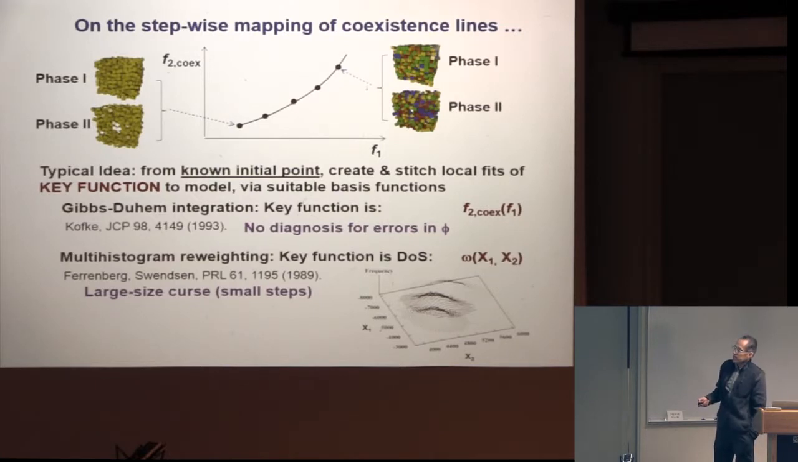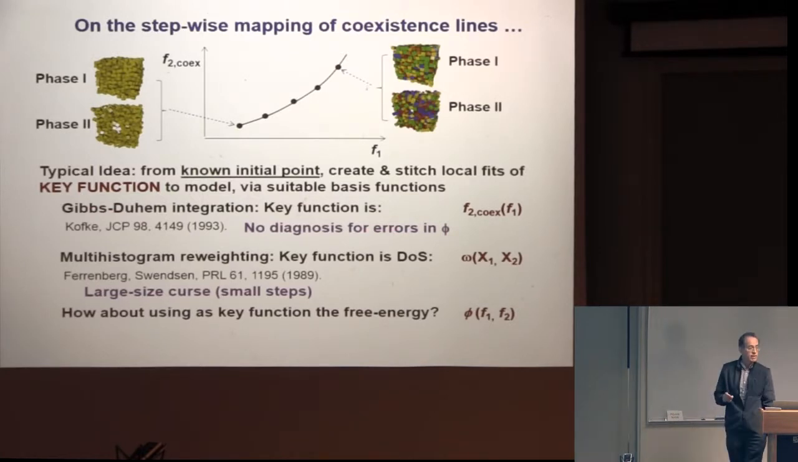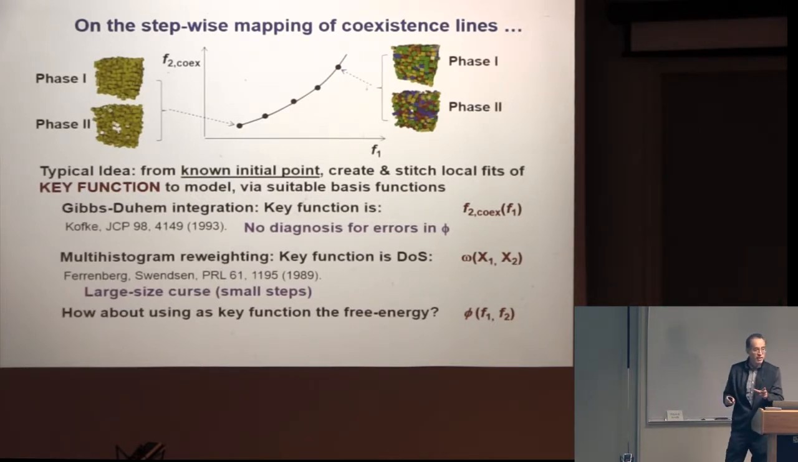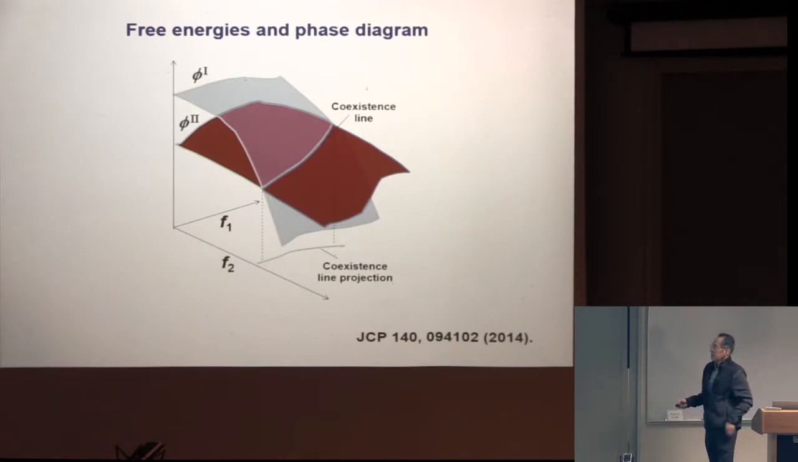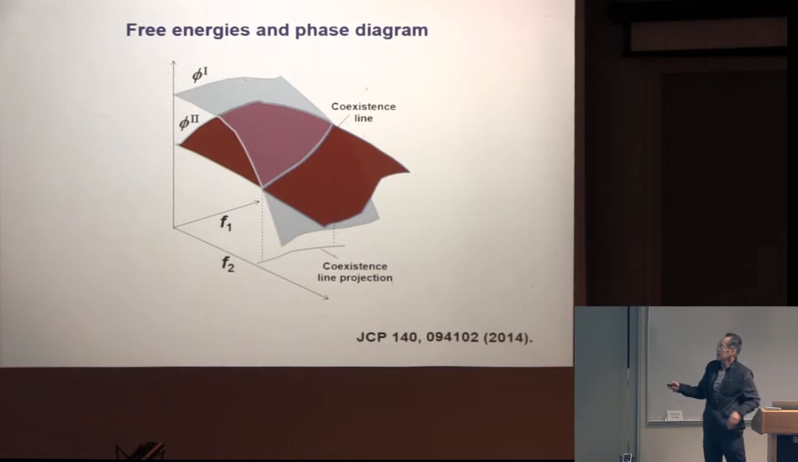In a sense, what they thought is maybe I can have something like this Gibbs-Duhem equation, but that takes care of phi, that is, free energy. And maybe what I should use as the key function to model is the free energy itself, because then I can be sure whether I'm making errors in this free energy function. Pictorially, if you envision the two phases, 1 and 2, and these are the two external fields that define the ensemble, then each phase has its own surface of free energy, right? And the coexistence line corresponds to the intersection between these two surfaces. So what I want to model is what happens around this coexistence line in these surfaces.